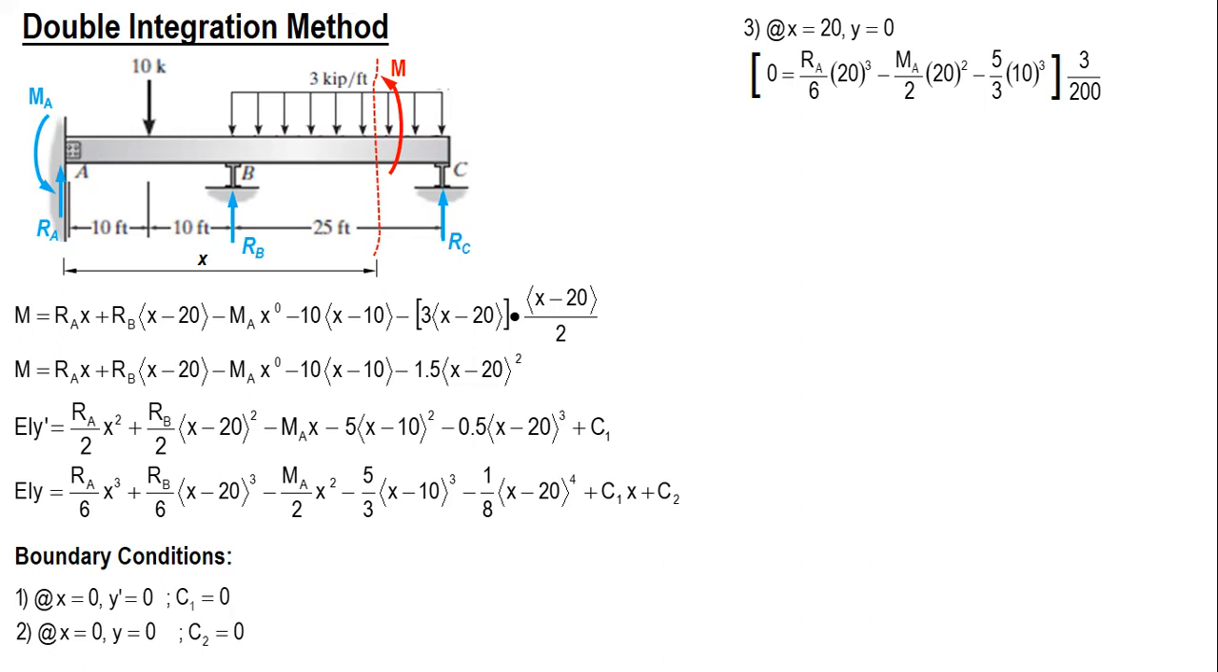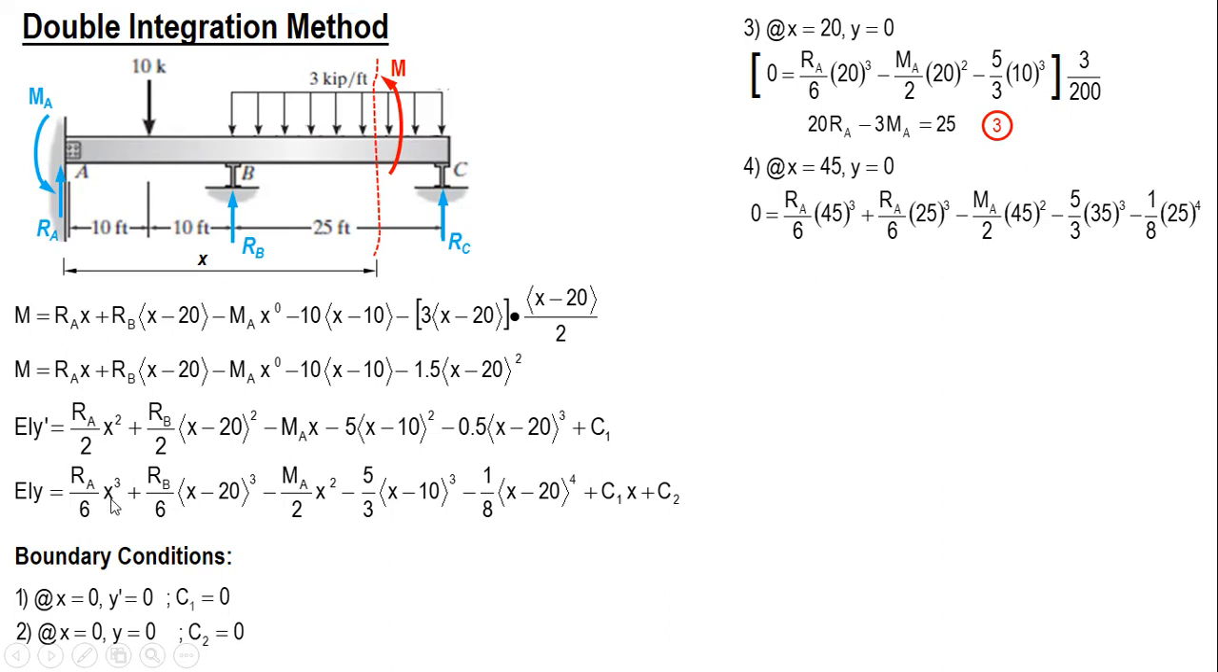Okay. So if you multiply all terms of the equation, we have this one: 20 RA minus 3MA equals 25. This is our third equation. And the fourth one is at point C, where the deflection is 0. So at x equal to 45, y is equal to 0. And using the same equation, we have this one.